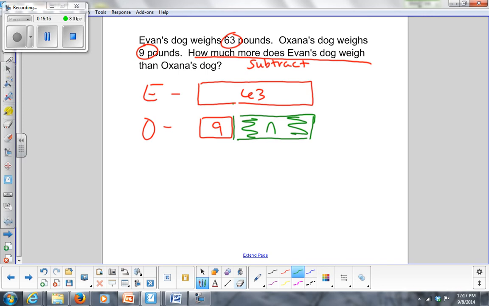What would my equation look like, Heather? Are we doing a multiplication problem? No. Okay, so she says 63 minus 9 equals what? 63 minus 9 equals? N. Good. Do you agree, disagree, or I don't know?